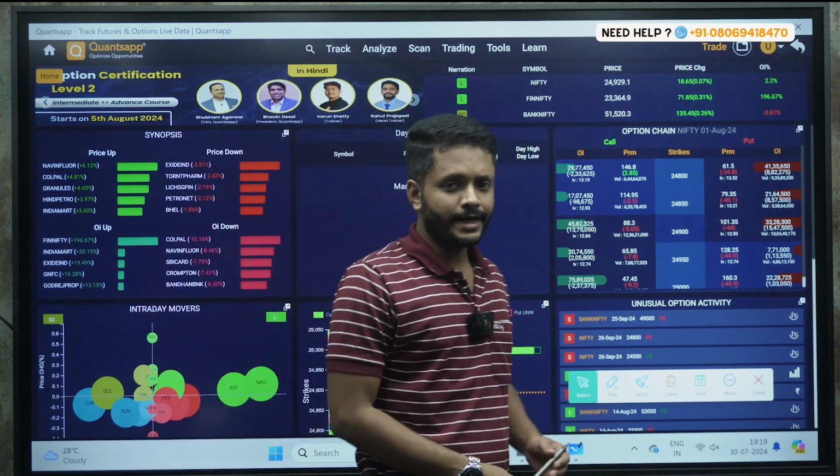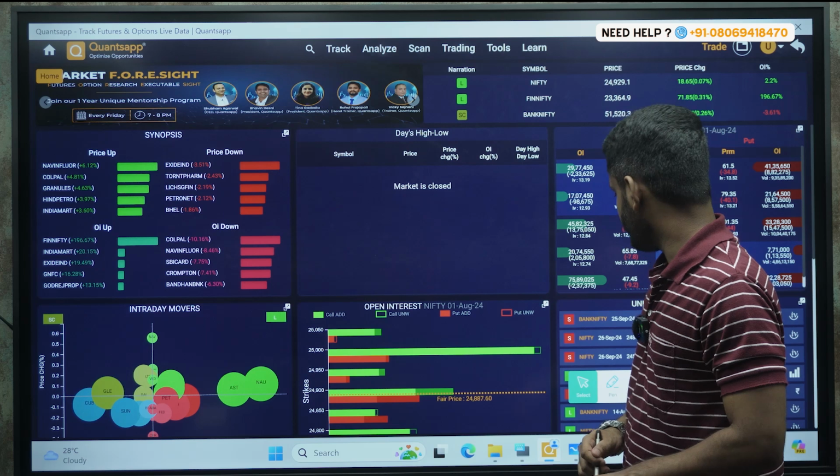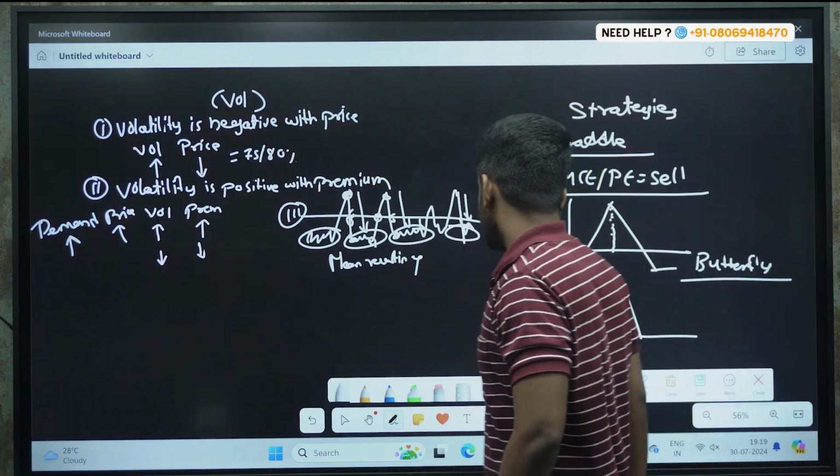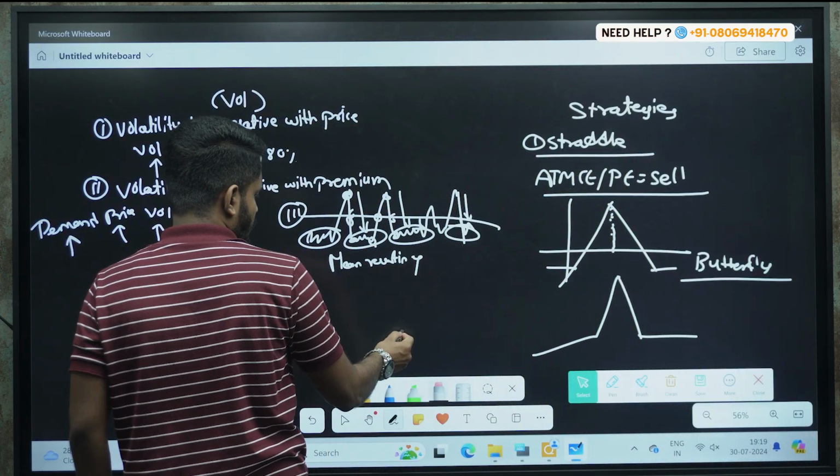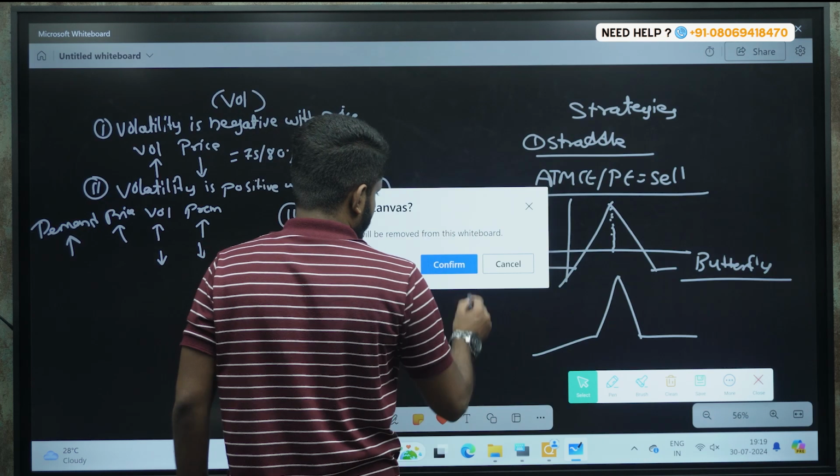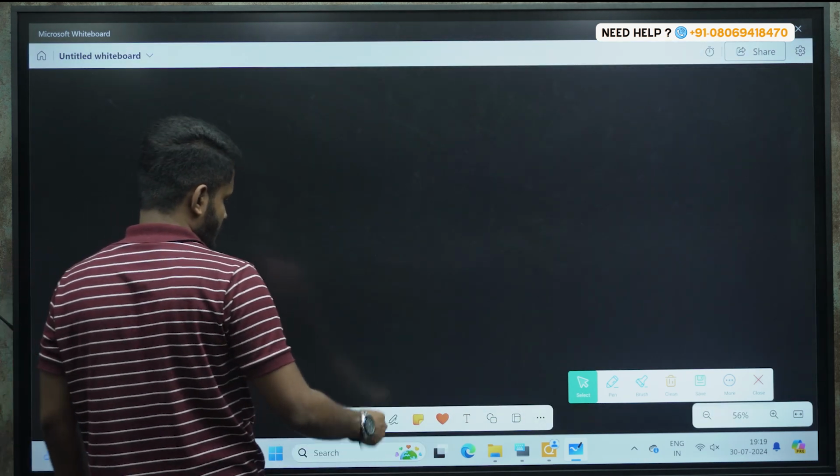So let's get into today's topic, price action. And for that, let me share my screen first. Okay, so let's wrap up quickly.